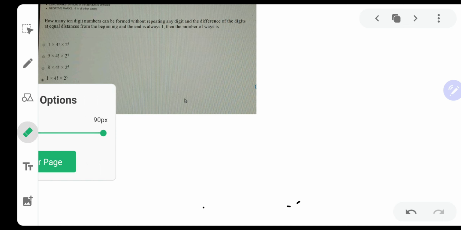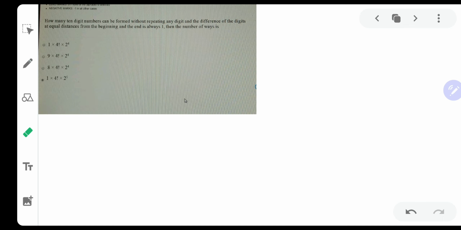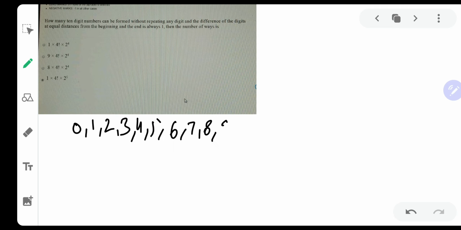Okay, so we have to form a 10 digit number. So a 10 digit number, that too without any repetition. It means we will have to use 0, 1, 2, 3, 4, 5, 6, 7, 8, 9, everything. Everything we will have to use because no repetition is there. They are also saying that the digits at the beginning and the end will always differ by 1.